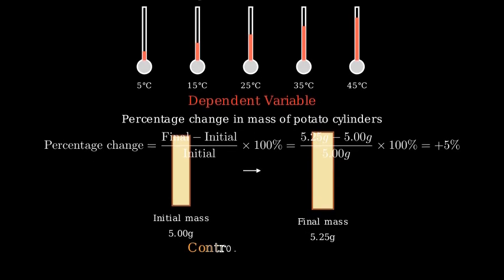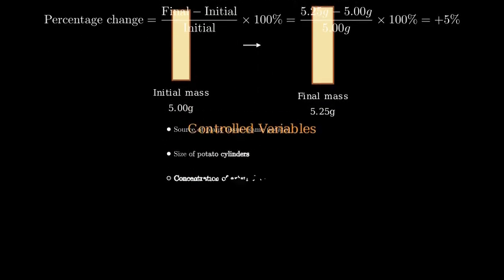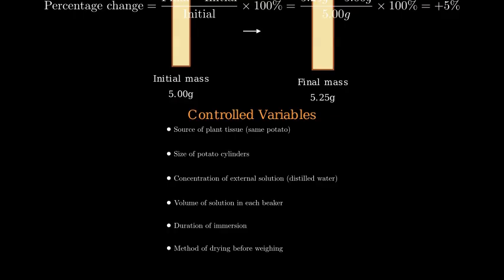We also need to control all other variables that might affect our results: the type and source of plant tissue. We'll use cylinders from the same potato, the size and initial mass of the potato cylinders, the concentration of the external solution. We'll use distilled water, the volume of solution in each beaker, the duration of immersion, the method of drying the potato cylinders before weighing.